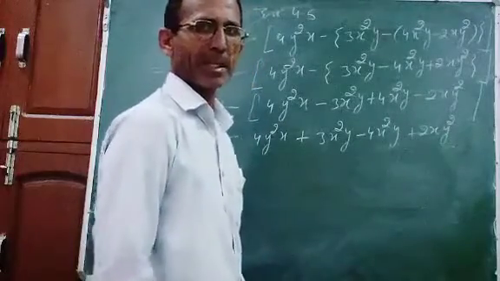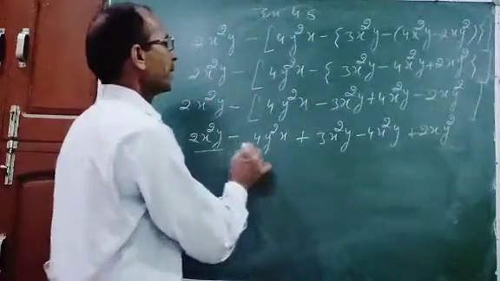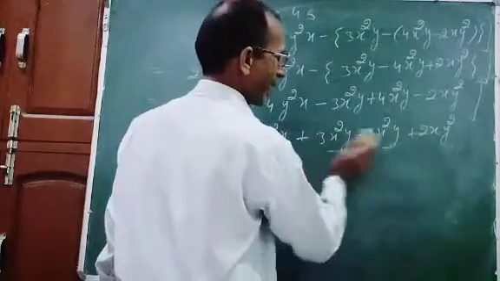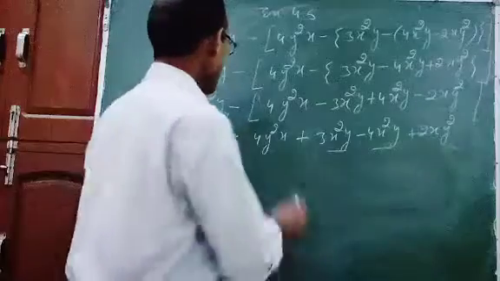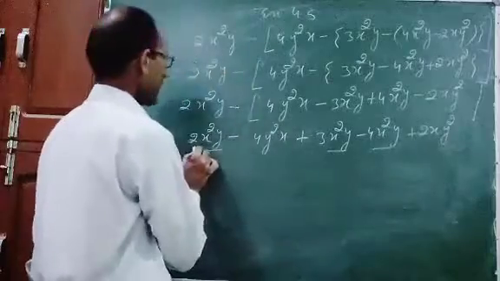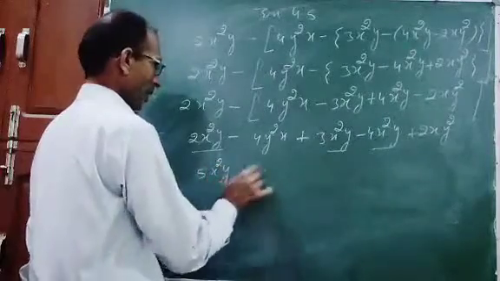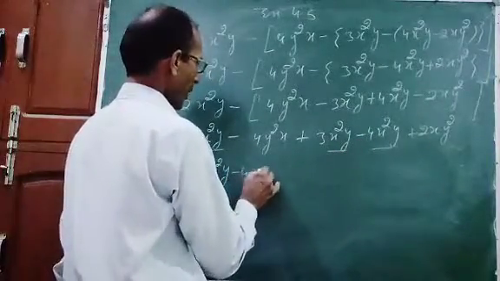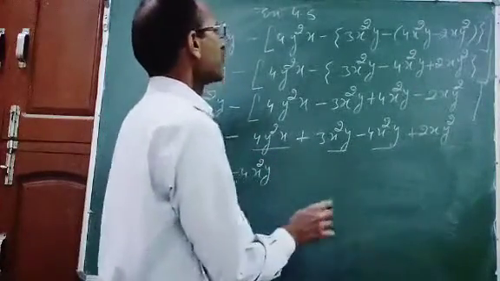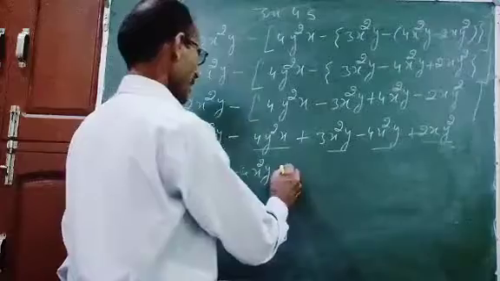Now select the like terms. Like terms means same base and same power. So 2x square y, this also x square y, this also x square y. So these are like terms. See, x square y, x square y, x square y. So plus 2 plus 3 becomes 5x square y and minus 4x square y. Then y square x, and this also y square x. So minus 4y square x.